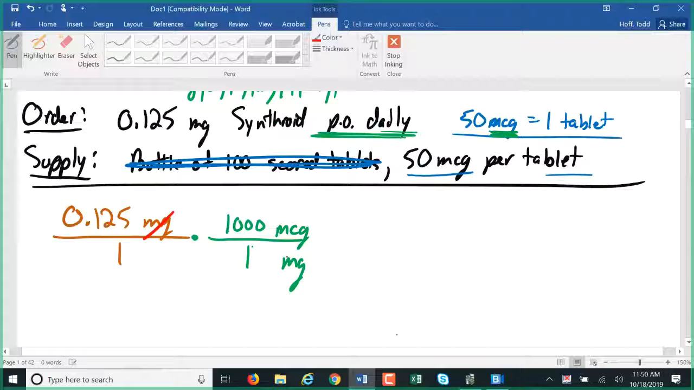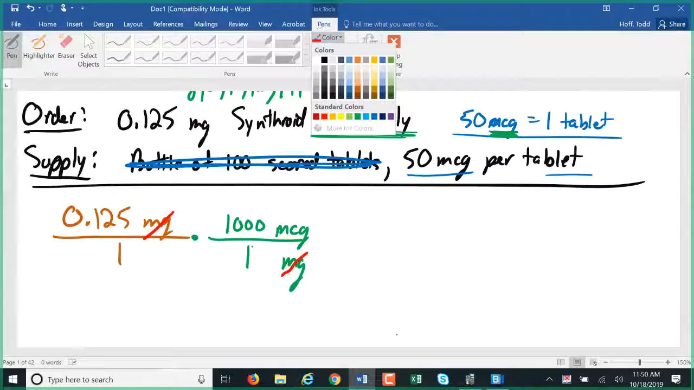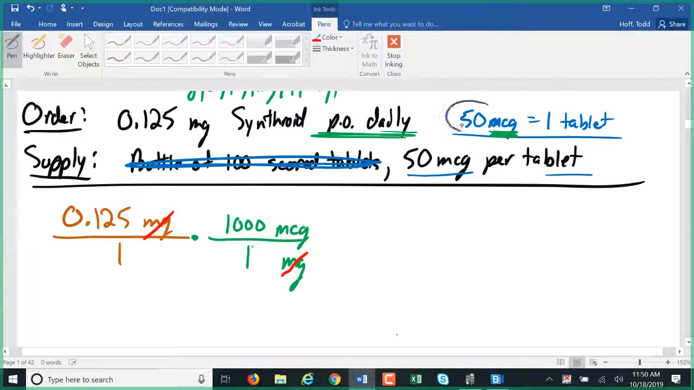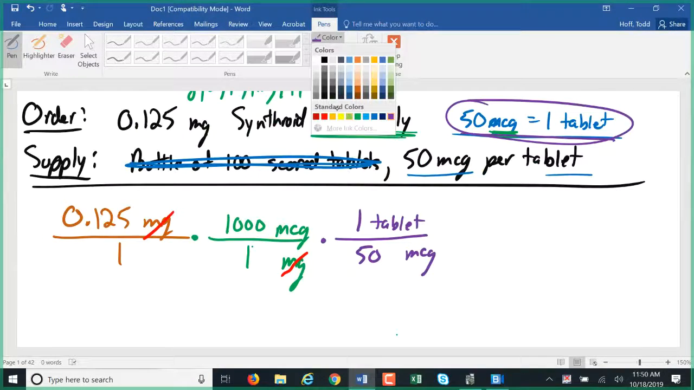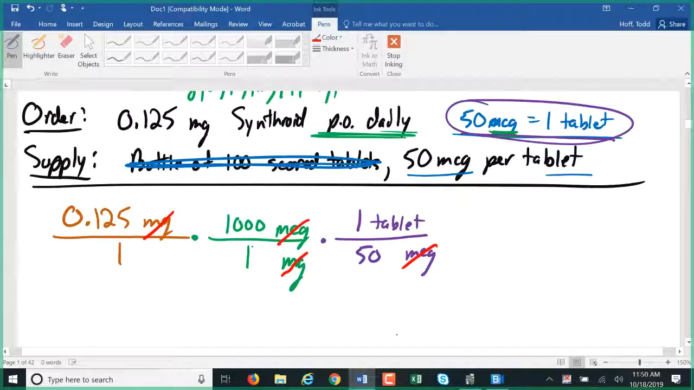So that has converted our milligrams to micrograms. Now that's in a unit that we can use with our equivalency here, our supply. Here are the micrograms, I put them on bottom. That tells us that 50 micrograms is 1 tablet. Now the micrograms will cancel out for us, and we'll multiply this out.